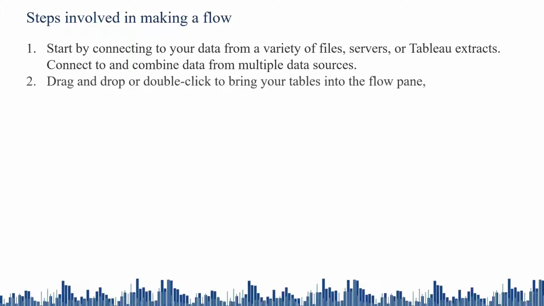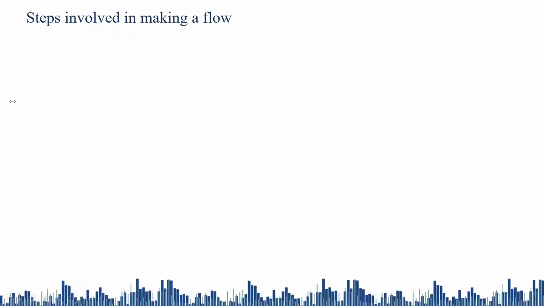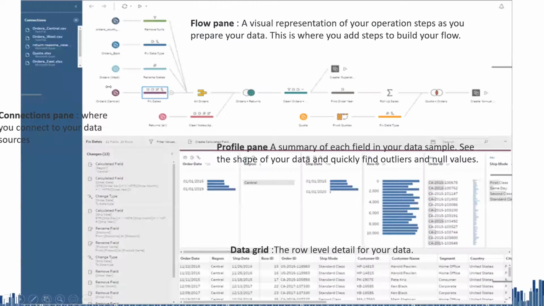And next, drag and drop, or double click, to bring your tables to the flow pane. So from the connection pane here, we will drag and drop the data to the flow pane. Here you can see the top 4 are the data sources which came into the input step.